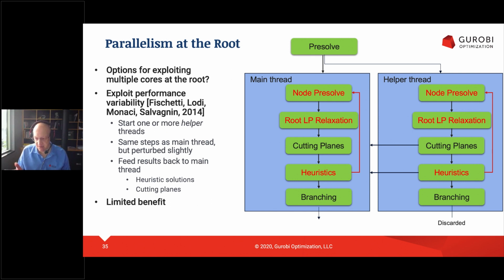So what's the benefit of doing this? There's some benefit. It's pretty small. You can measure it in single-digit percentage, but there's some opportunity to exploit parallelism at the root. But it's a pretty serious bottleneck.